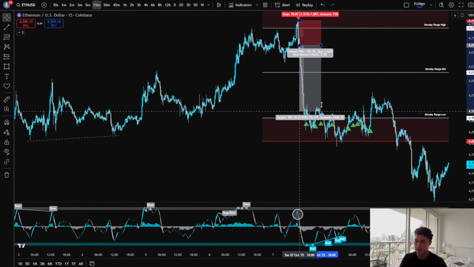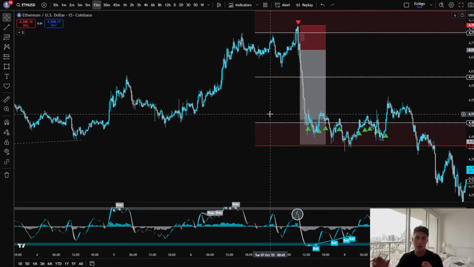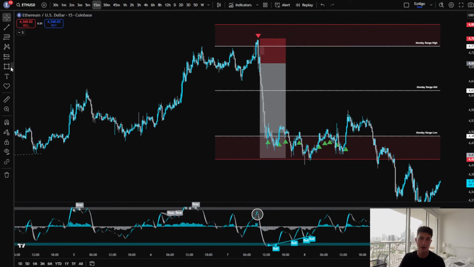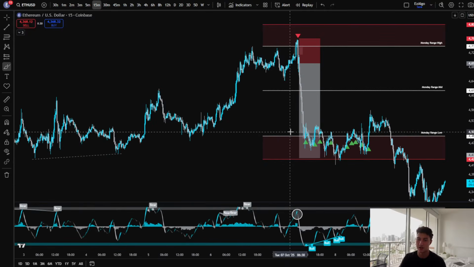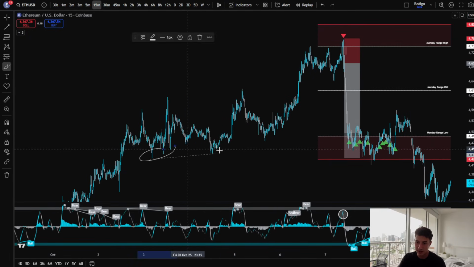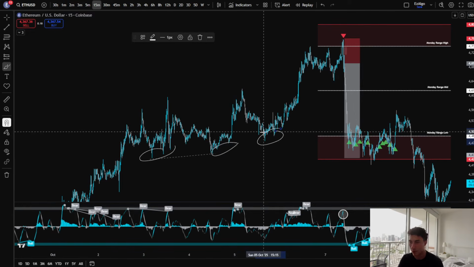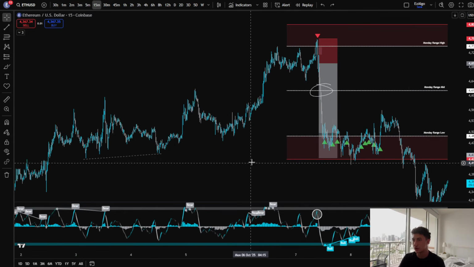And obviously this trade has run up quite a bit. So again, always look left. Okay, look left for your targets. Don't just target the Monday range mid or the Monday range low just because our indicator says so. Look for these structure lows. These are going to be your take profit targets, right? Looking for those big risk to reward trades.